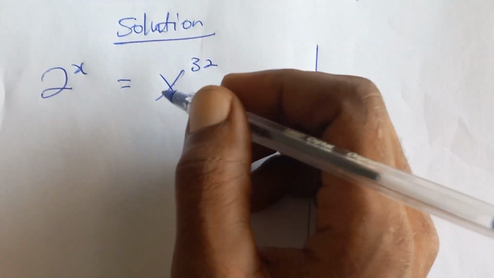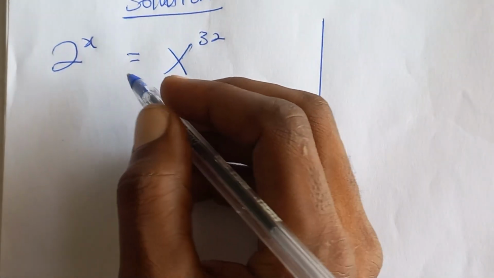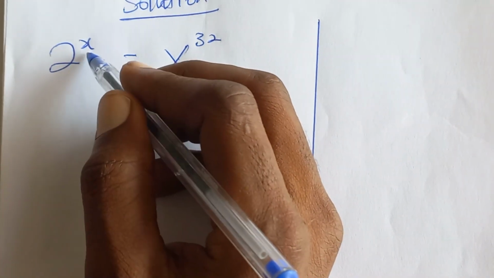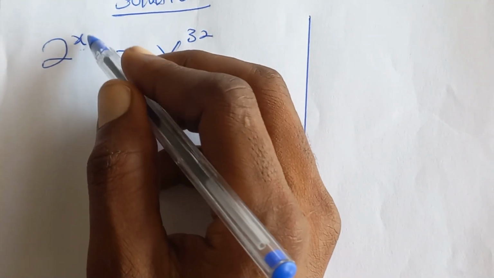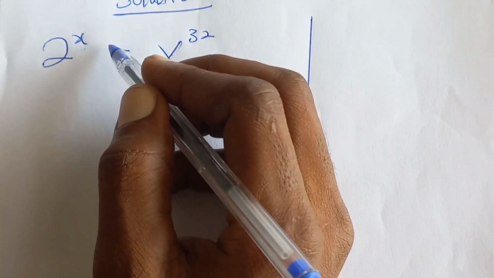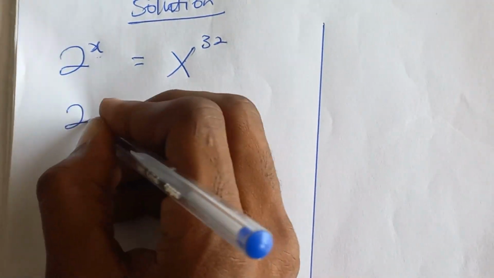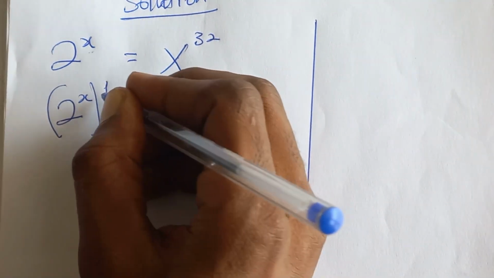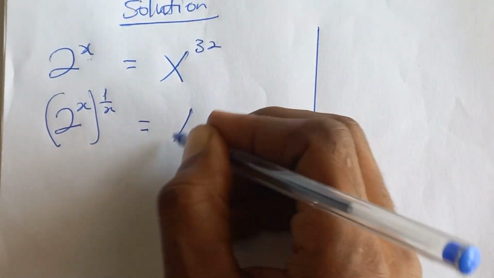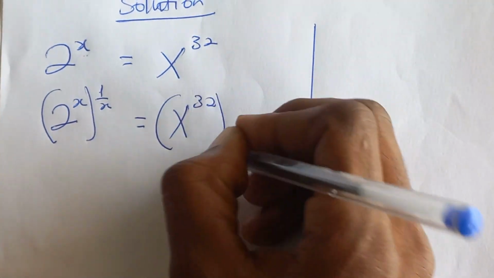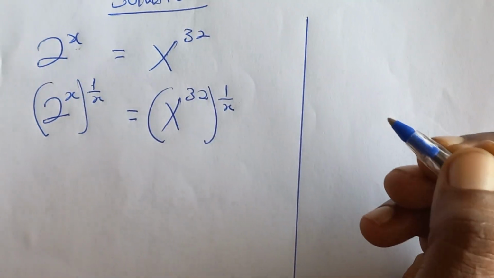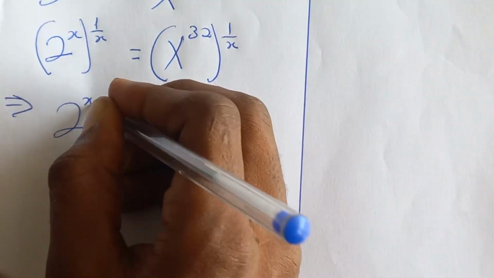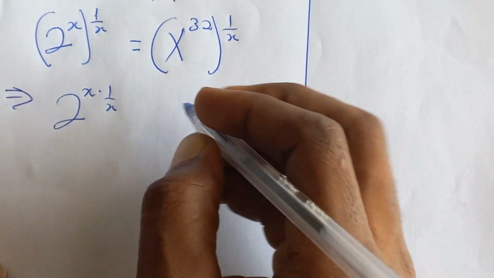So with this, we have to find a way to cancel out x. We can cancel out x by multiplying it by 1 on x. So 2 power x multiplied by 1 over x, the same thing, x power 32 multiplied by 1 over x.